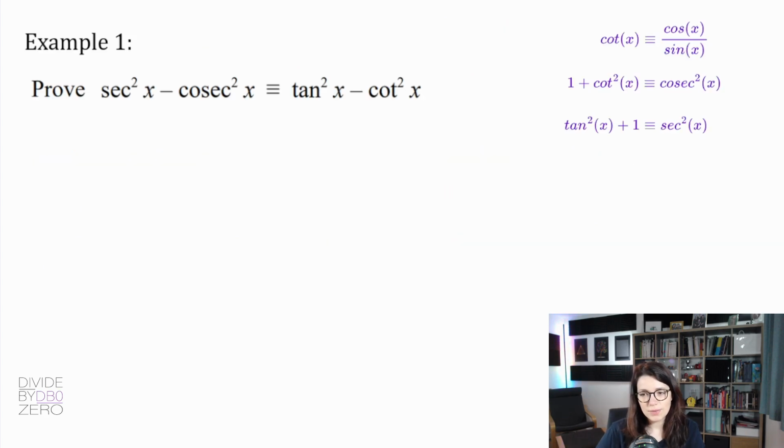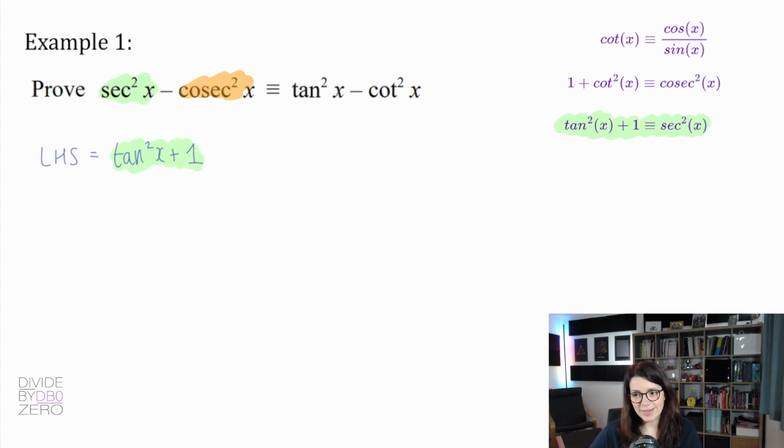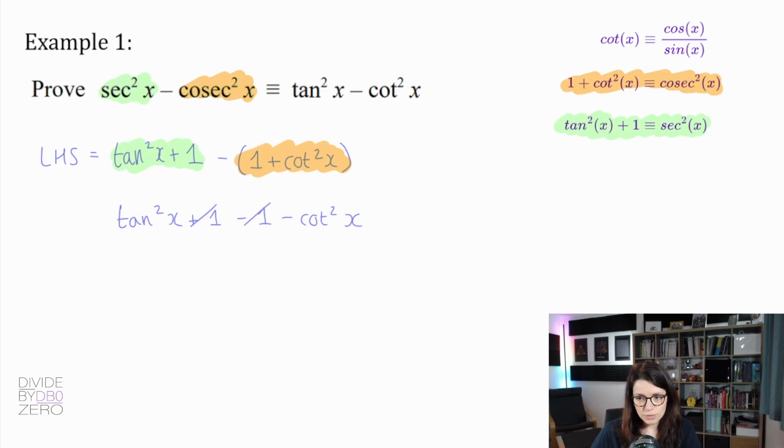Example 1, prove sec squared x minus cosec squared x is identical to tan squared x minus cot squared x. For this proof, I'm going to start on the left-hand side, LHS for short, and I can see they've got sec squared x. I'm actually going to go ahead and replace sec squared x with tan squared x plus 1. So now sec squared x has become that. I'm going to replace cosec squared x with 1 plus cot squared x, and then I'm going to expand and simplify. So we get this. The ones cancel, and we're left with just tan squared x minus cot squared x, which is the right-hand side as required.